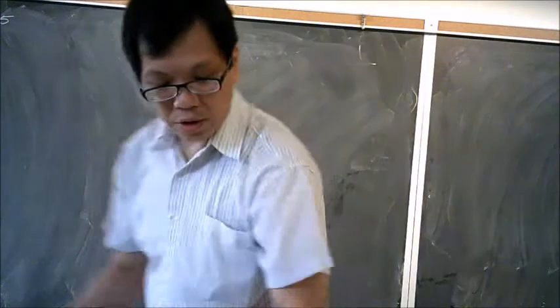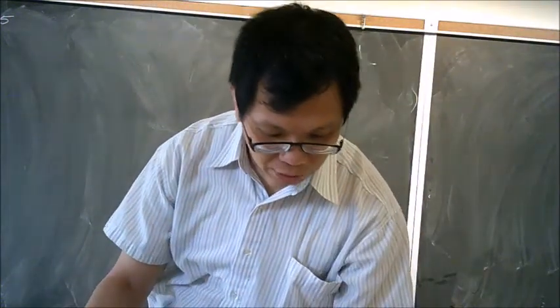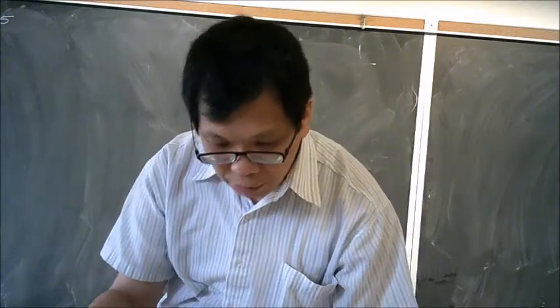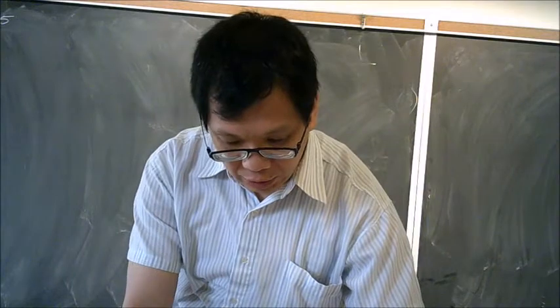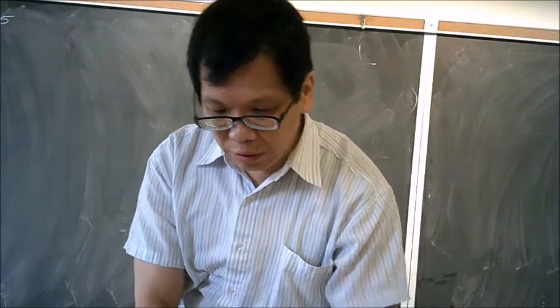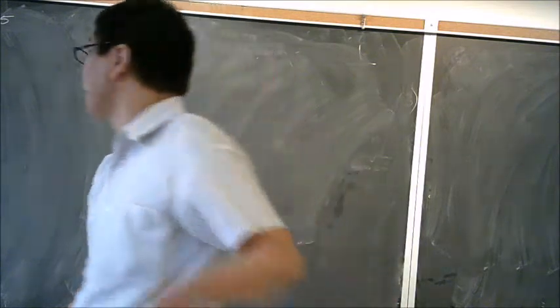Okay, so yesterday we talked about free body diagram for rigid body, and when we say we have rigid body, then normally we need to have three equations: Fx equals zero, Fy equals zero, and the moment equals zero.